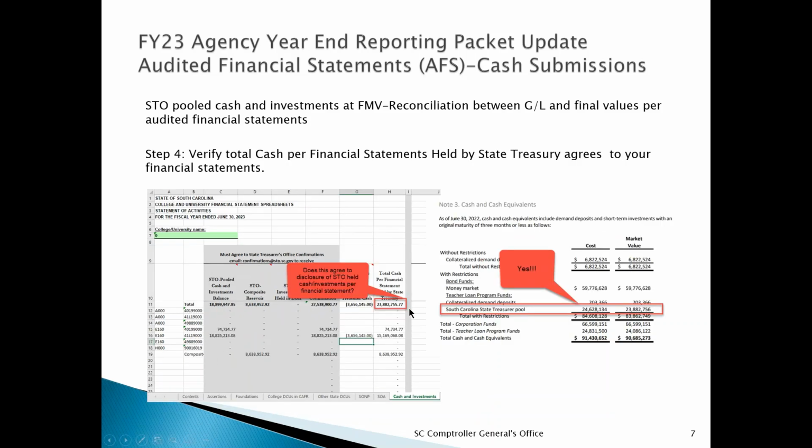So here's an example for y'all. So here's the $23 million. On this financial statement, it says South Carolina State Treasurer's Pool, and it gives $23 million. And it gives a cost of $24 million, but here's your market value of $23 million. So you can see that the two are agreeing.